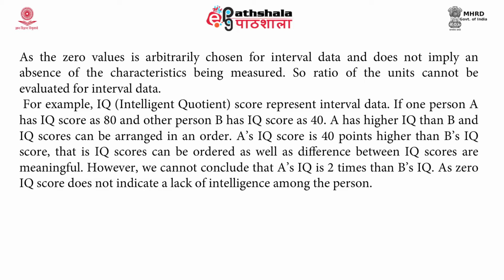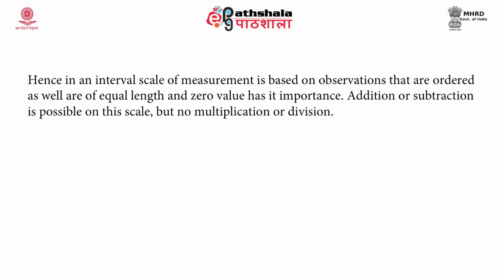However, we cannot conclude that A's IQ score is 2 times than B's IQ score, as 0 IQ score does not indicate a lack of intelligence among the persons. Hence, an interval scale of measurement is based on observations that are ordered and of equal length, and 0 value has its importance. Addition or subtraction is possible on this scale, but no multiplication or division.